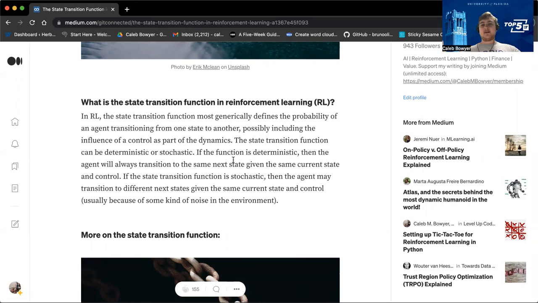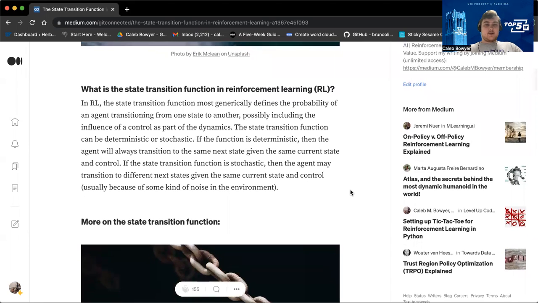That is, the dynamics can be: if you're in some state and you put in some control, you deterministically go to another state. That'd be deterministic dynamics. Another possibility is you're in one state and you input a control into the system and you end up in multiple states according to some probability distribution. That's an alternative set of dynamics. The state transition function, like I said, can be deterministic or stochastic.